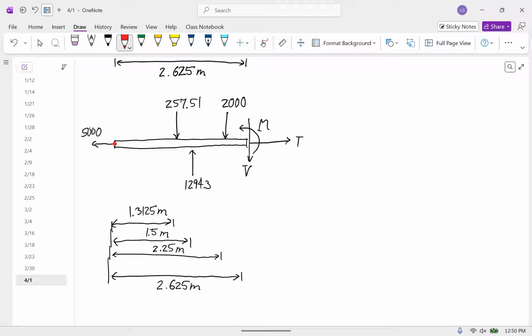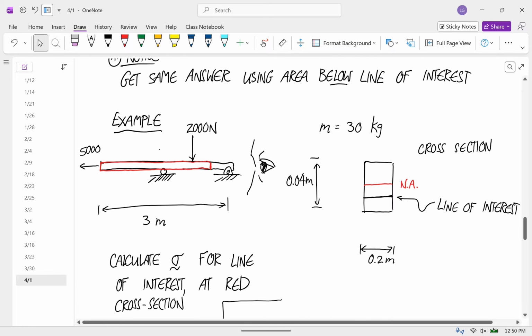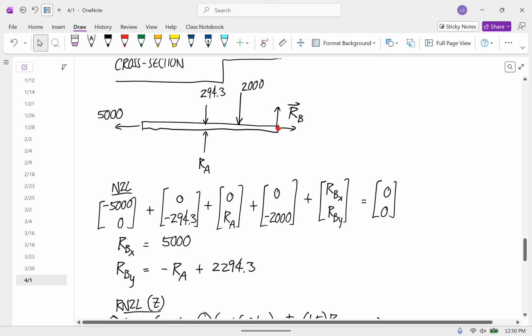Why do you choose the right side up above? When you first calculate the external loads, is there a reason you chose the right side versus the left? I just chose it so that RB wouldn't be in the moments, so you have to calculate. Yeah.